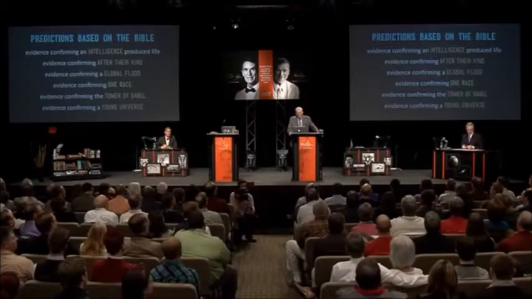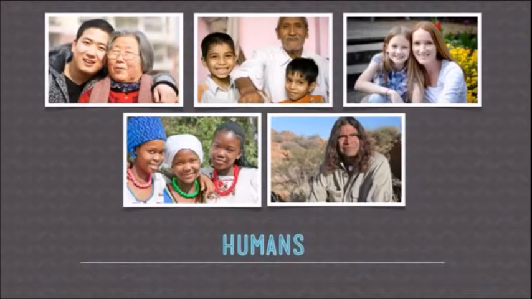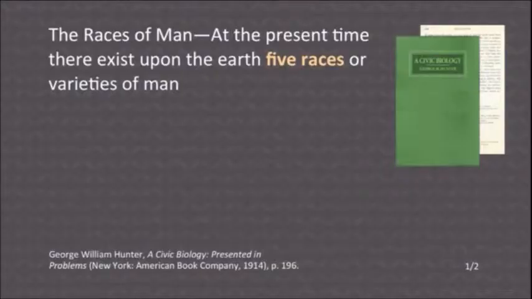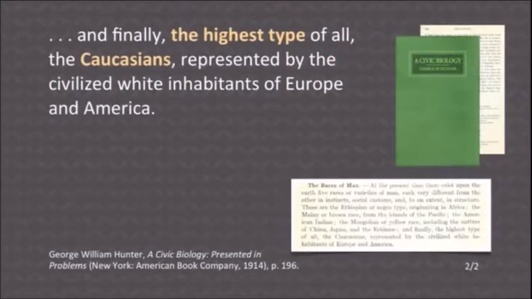Now, we could look at other predictions. What about evidence confirming one race? Well, when we look at the human population, we see lots of differences. But based on Darwin's ideas of human evolution as presented in The Descent of Man, I mean, Darwin did teach in The Descent of Man there were lower races and higher races. Would you believe that back in the 1900s, one of the most popular biology textbooks used in the public schools in America taught this? At the present time, there exist upon Earth 5 races, or varieties of man, and finally the highest type of all, the Caucasians, represented by the civilized white inhabitants of Europe and America.